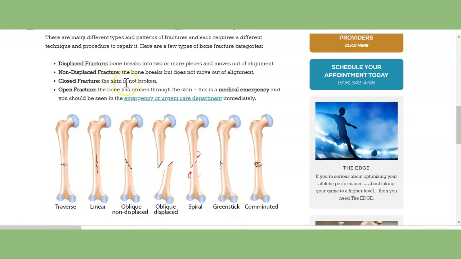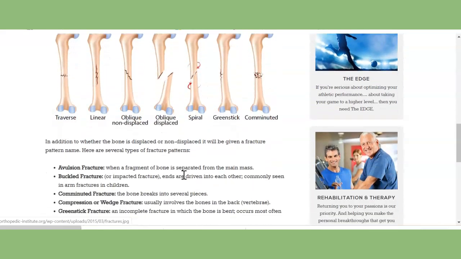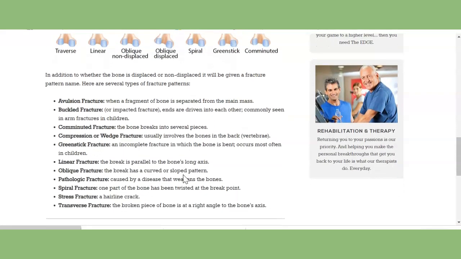A closed fracture just means that the skin has not been broken through, and the open fracture means it has been broken through. So if you see an oblique displaced fracture, it can poke through the skin, and that would be more of a medical emergency. When we go down here, it explains what each of the types of fractures are.